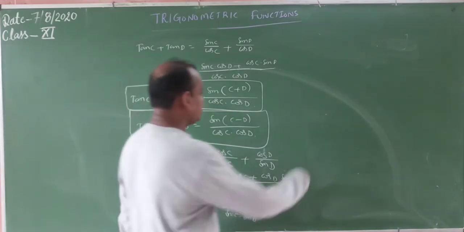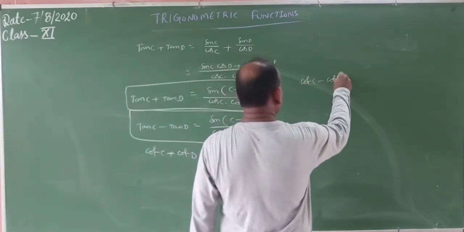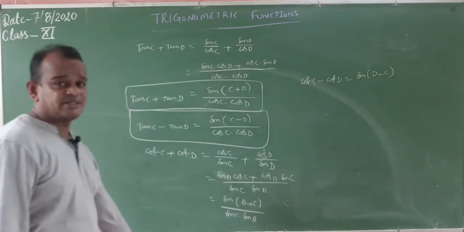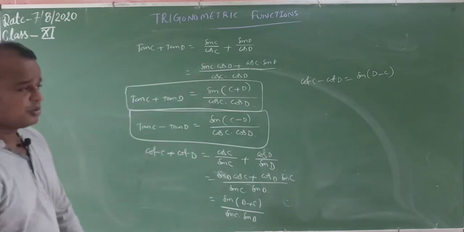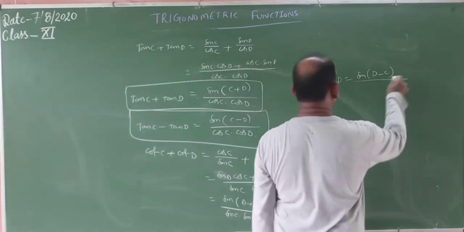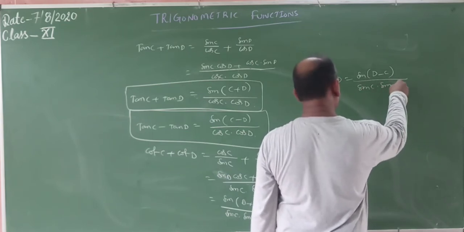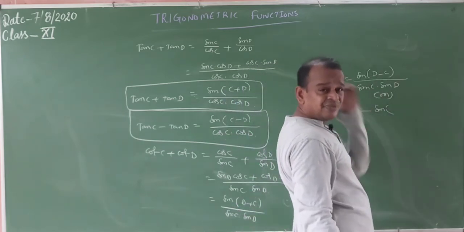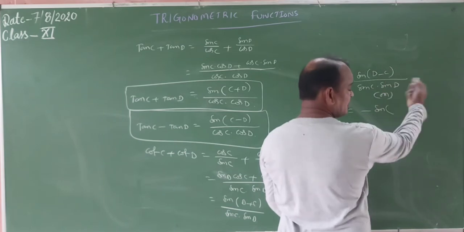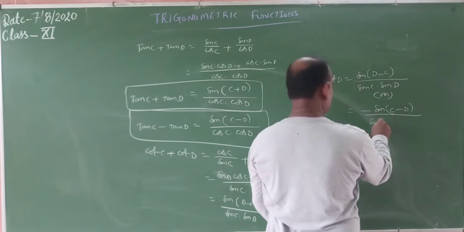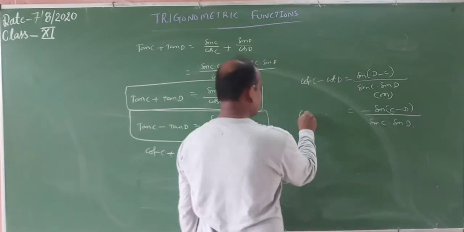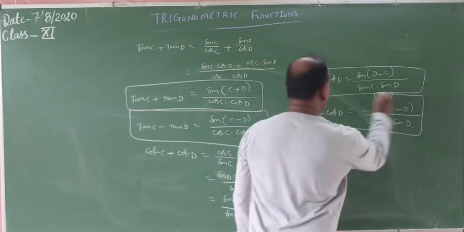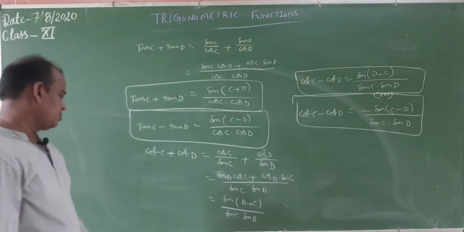Next, cot C minus cot D, what happens? Sin of D minus C. Observe that, it is D minus C, not D plus C. You can write this as sin C into sin D, or take a common minus in the angle, sin of minus theta is minus sin theta. That is D minus C means minus of C minus D by sin C into sin D. That is the formula. This one or that one, no problem, anyone will do. But observe the particular value.